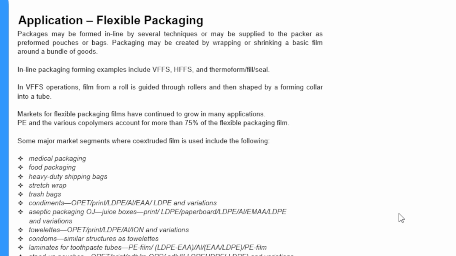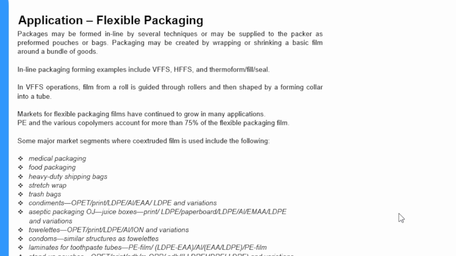Packages may be formed in line by several techniques or may be supplied to the packer as preformed pouches or bags. Packaging may be created by wrapping or shrinking a basic film around a bundle of goods. Inline packaging forming examples include vertical form fill seal, horizontal form fill seal, and thermoform fill seal machines. In vertical form fill seal operation, film from a roll is guided through rollers and then shaped by a forming collar into a tube. Markets for flexible packaging films have continued to grow in many applications.